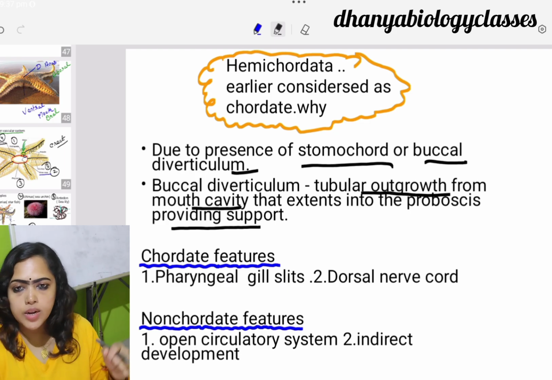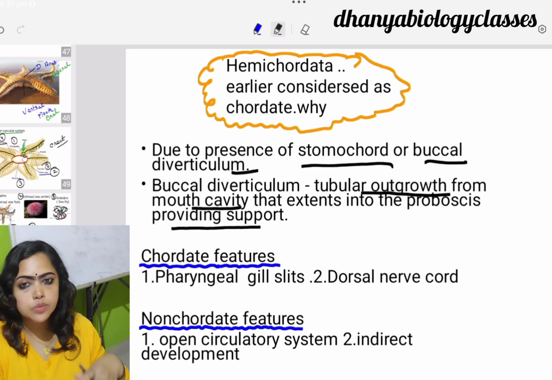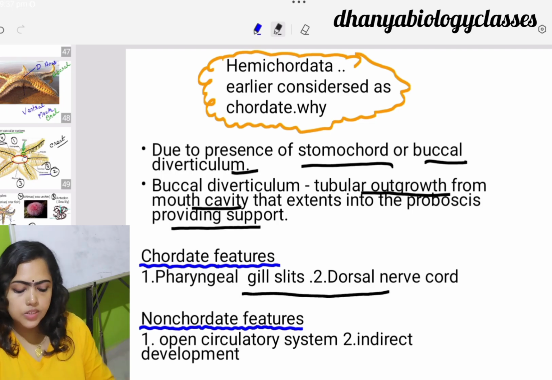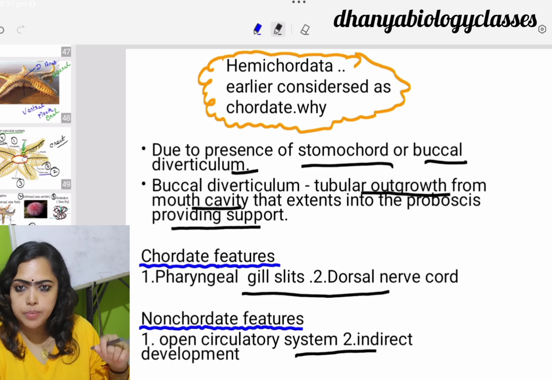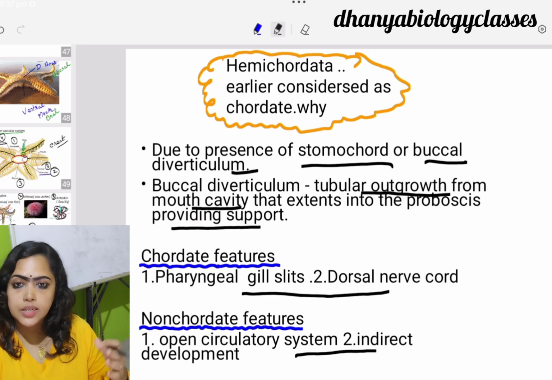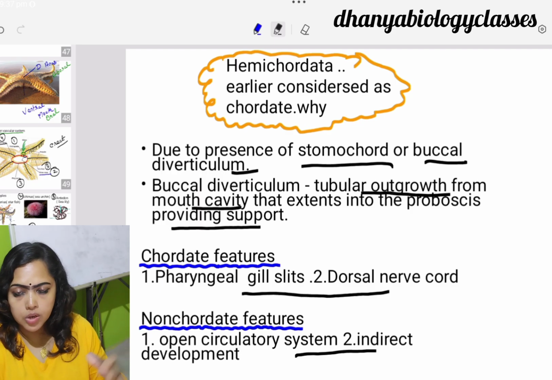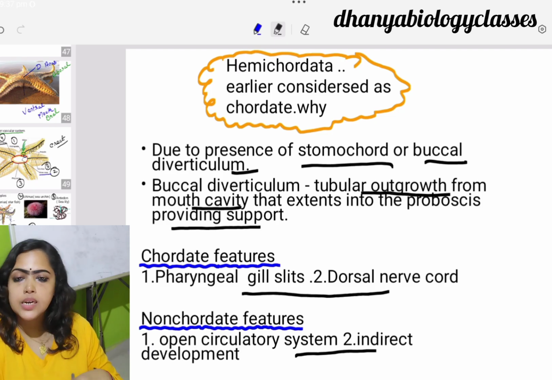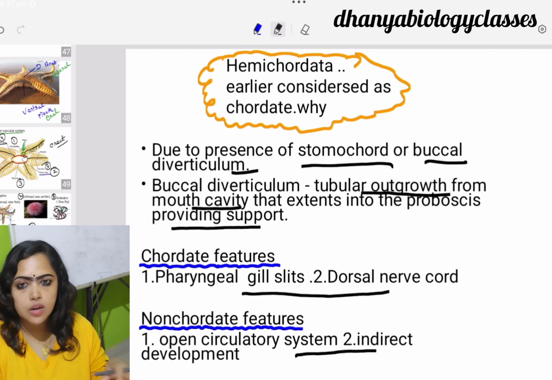Okay, so here the Hemichordata members carry both chordate as well as non-chordate features. Chordate features are pharyngeal gill slits and dorsal nerve cord, and non-chordate features are open circulatory system and indirect development. Okay, that is why they are considered the connecting link between chordates and non-chordates. Other connecting links are also there. Viruses are the connecting link between living and non-living. Why? Because they carry both living and non-living features. And then Euglena is the connecting link between plants and animals, because it carries both plant and animal features. So just like that, Hemichordata, since it carries both chordate and non-chordate features, is considered the connecting link between chordates and non-chordates.